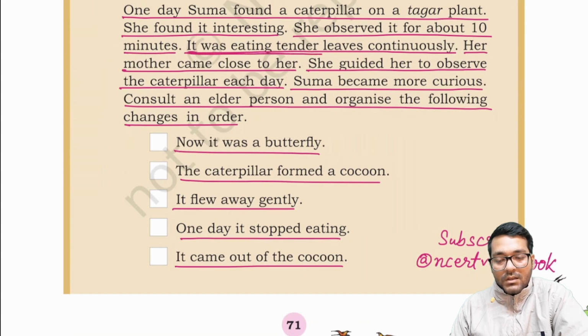It was eating tender leaves continuously. After that, one day it stopped eating. Then the caterpillar formed a cocoon. Then it came out of the cocoon. Then it flew away gently. Now it was a butterfly.